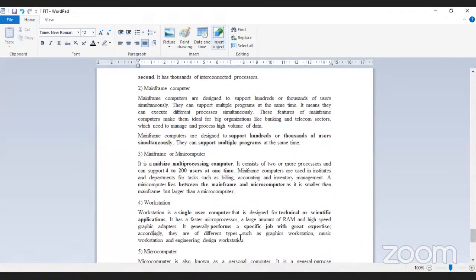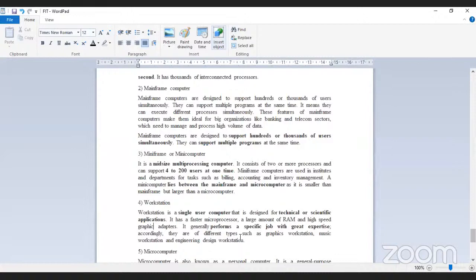Next, workstations. Workstations will also have the same kind of thing. It will also look like a computer, but it is a single-user computer. Understand? Like personal computers, a personal computer can be used at a time by only one person. Understand? That is what will be there in a workstation.